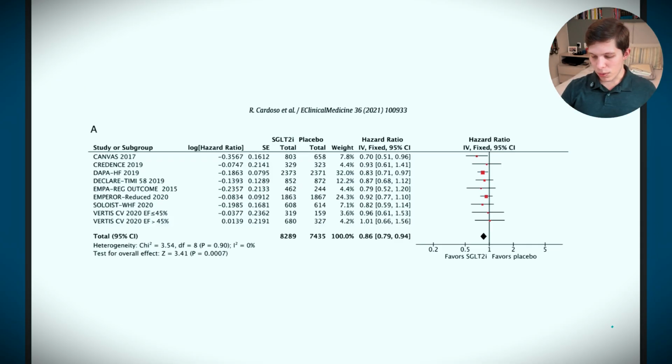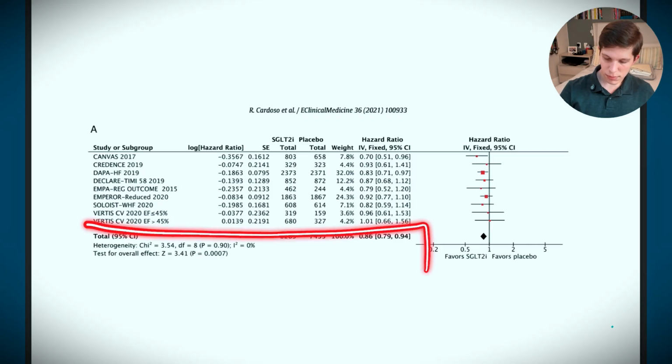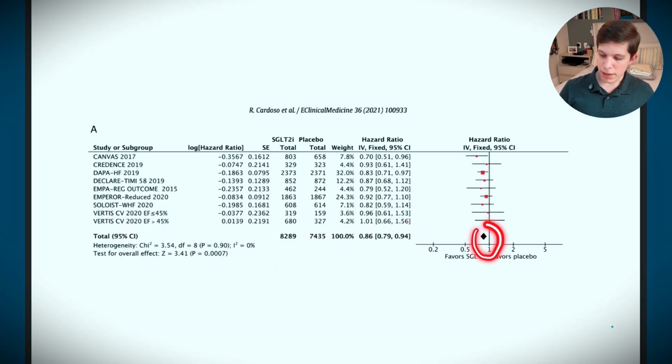You understand? Also, on this column right here, you see the weight of the study. And the weight is reflective of what statistical power each study has. So here we have the Canvas 2017 trial. It has 7.8% of the total power of this specific forest plot. Meaning that out of the total results, out of the specific part right here, which is the actual result of the meta-analysis, it is responsible for 7%. And this is determined by the statistical power of Canvas 2017 itself.